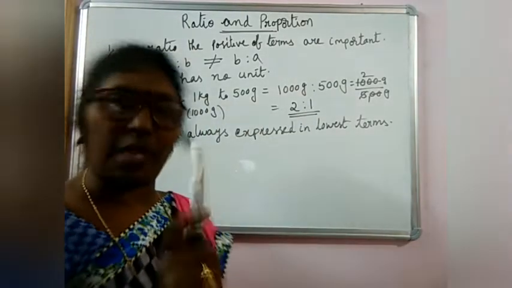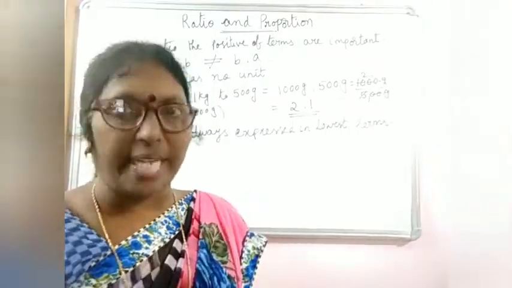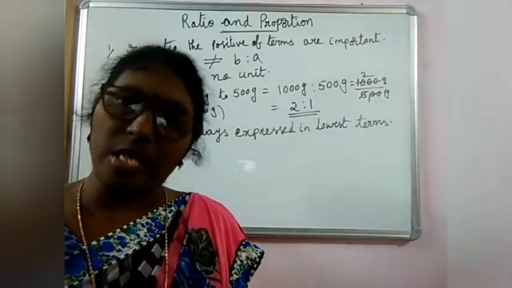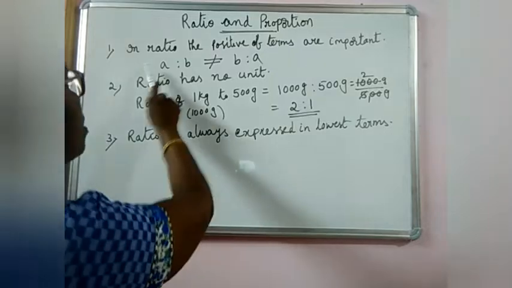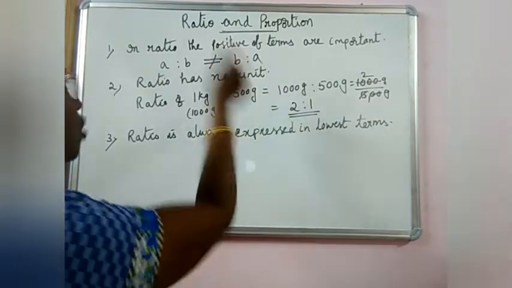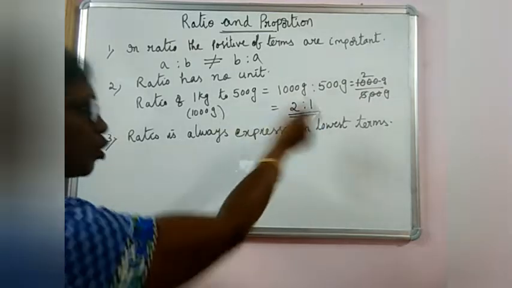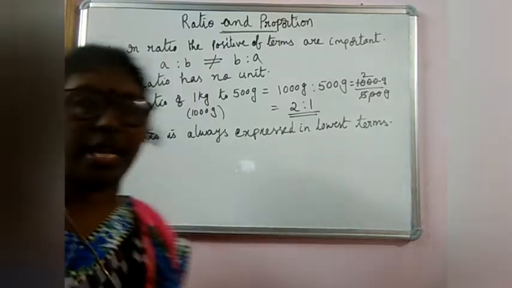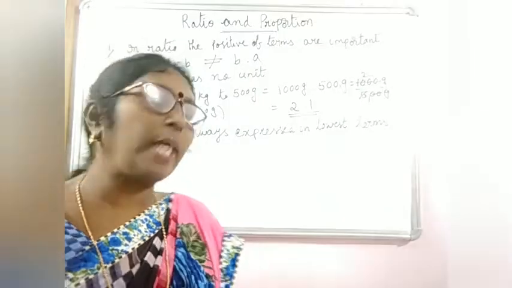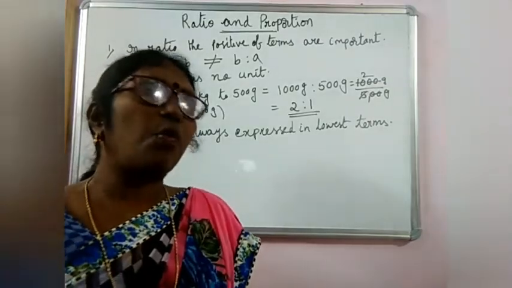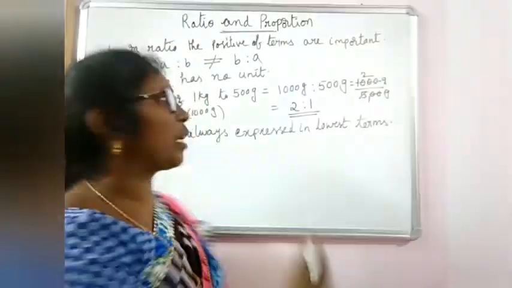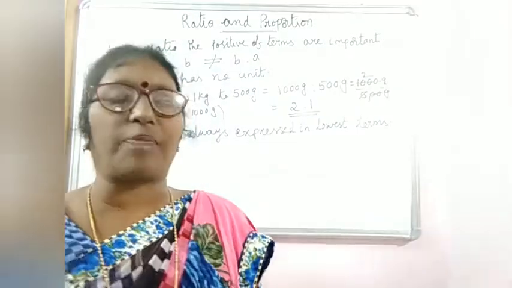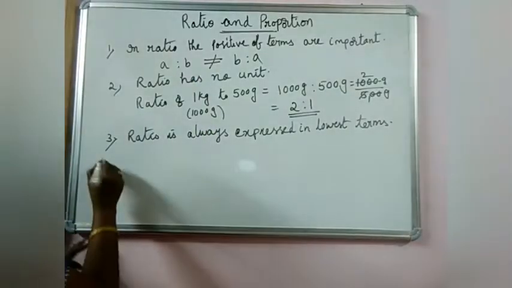See, these two are of the same kind. That is, both represent weight, but units are different. So convert to the same units and make it simplest form. So ratio has no unit. The position of terms of the ratio is very important. Units should be the same. Ratio has no unit, and ratio is always expressed in lowest terms. Okay? And A is to B equals A by B, I said. So both the terms of the ratio can be multiplied or divided.